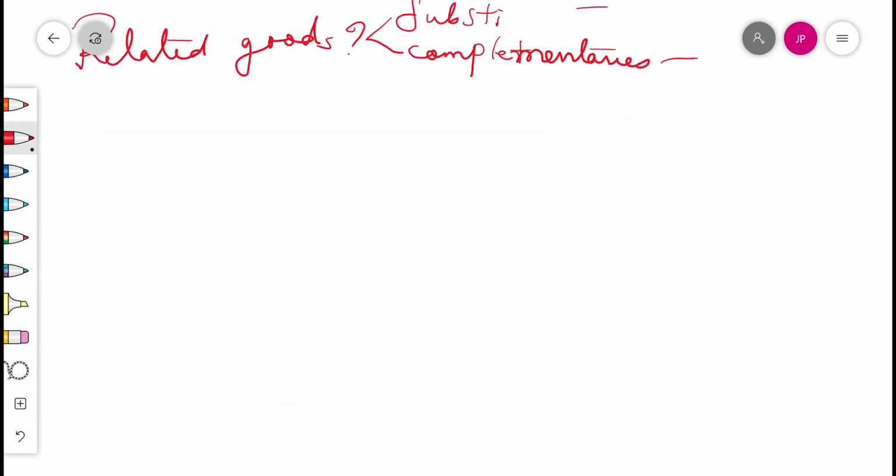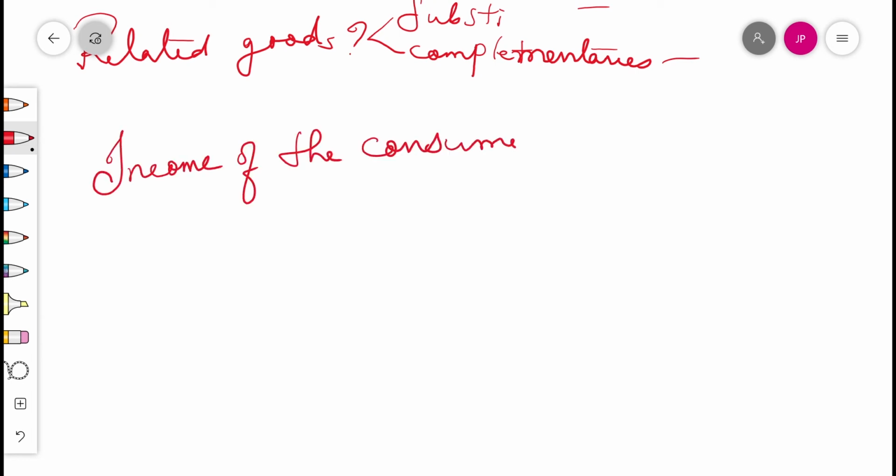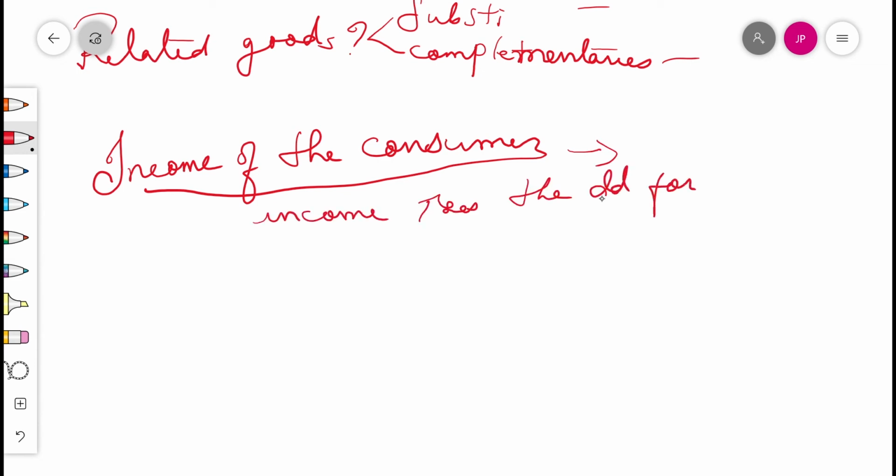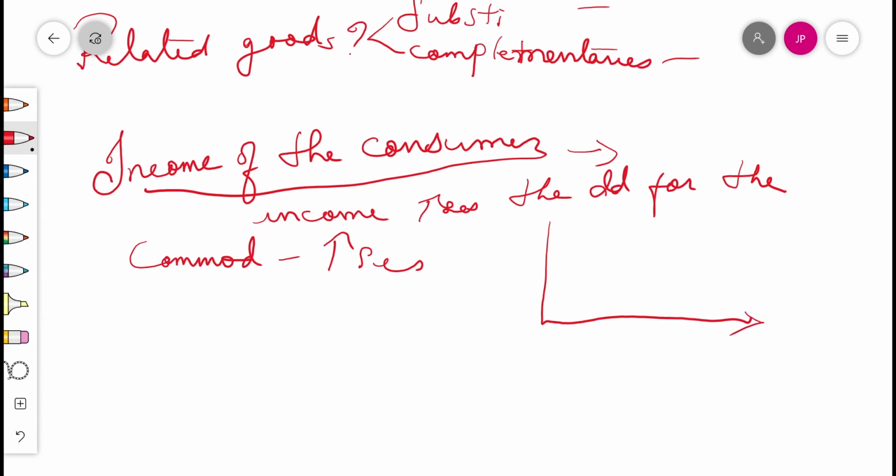OX and OY. Now, another determinant of demand is income of the consumer. Yes, tell me, income of the consumer. Demand of the goods is directly related with the income of the consumer. Income increases, demand for the commodities increases. So what's the shape of the curve now? OX and OY. Demand we can put here on OX, and on OY, income. As income of the consumer goes from 1000 to 2000, income of the consumers in Oman and workers increased. So the demand curve is an upward sloping curve.